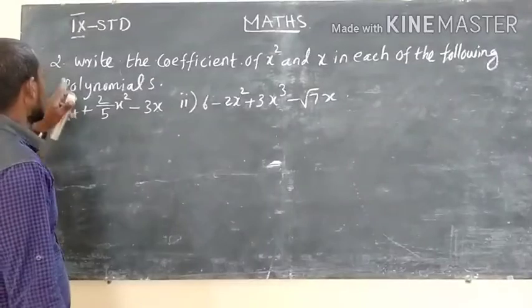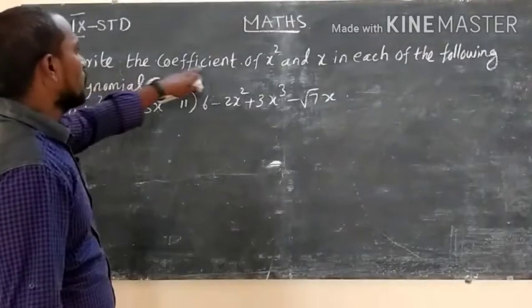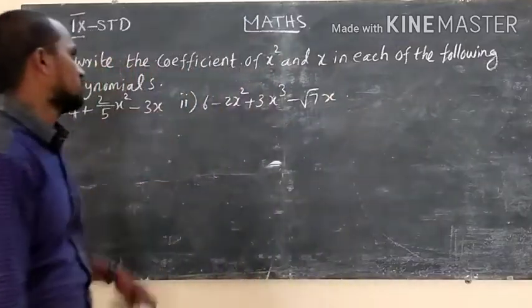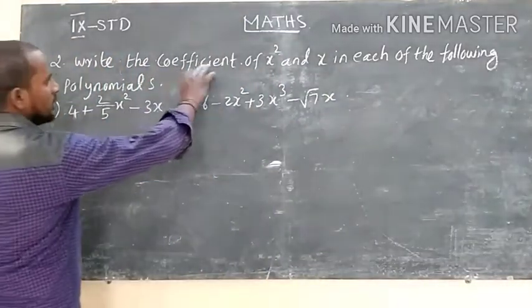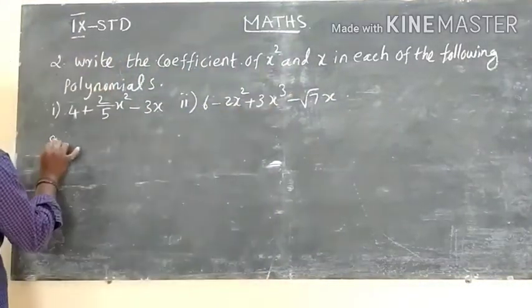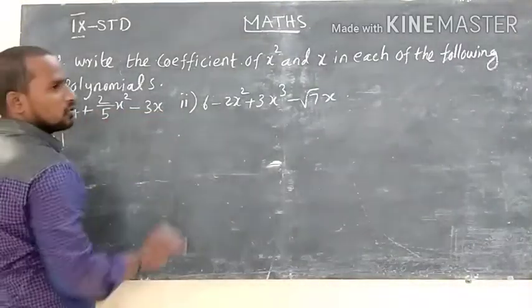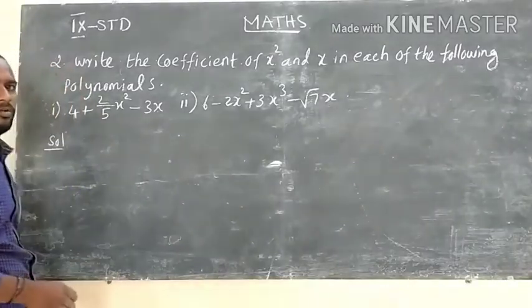Okay, dear students, the second question: write the coefficient of x squared and x in each of the following polynomials. The solution, we have 5 subdivisions. Here I will only do the first 2. The remaining 3 questions are homework.